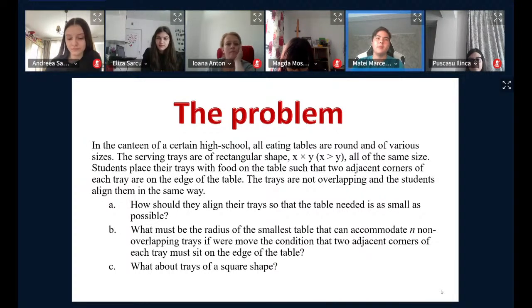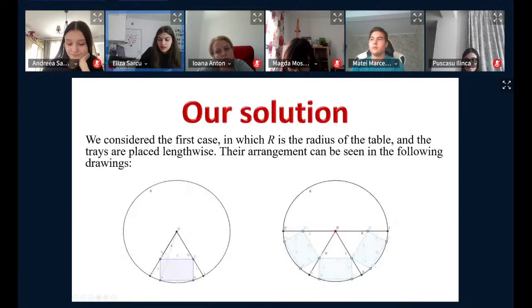What must be the radius of the smallest table that can accommodate n non-overlapping trays if we removed the condition that two adjacent corners of each tray must sit on the edge of the table? What about trays of a square shape? What did we do for the first time? Well, we considered the first case in which R is the radius of the table and the trays are placed lengthwise. Their arrangement can be seen in the following drawings that we made by using the GeoGebra app.